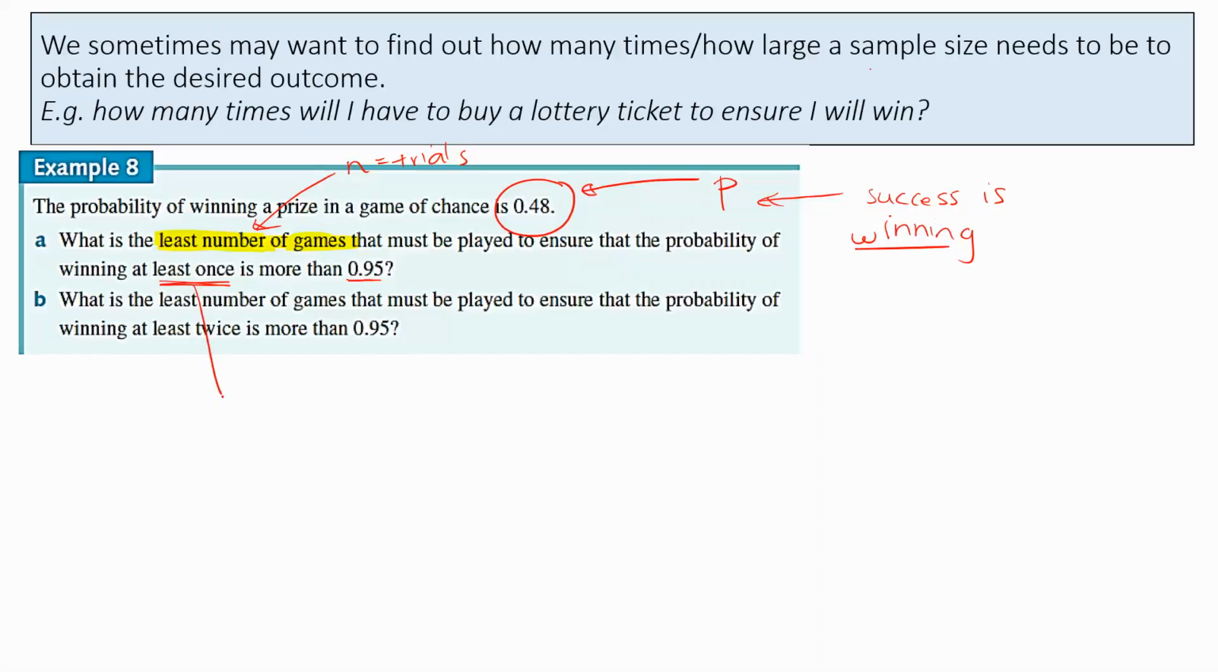This is key here: at least once. What does that mean? You're finding the probability of success where you win at least once, so it's greater than or equal to 1. You could win more than once. So the goal is to find the probability of x greater than or equal to 1 to be more than 0.95.